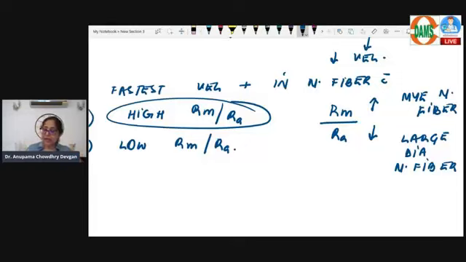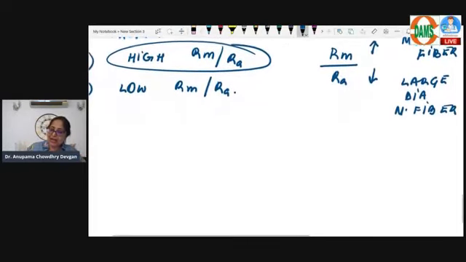Okay. Now, let's look at a third electrical property, which is called the membrane conductance.